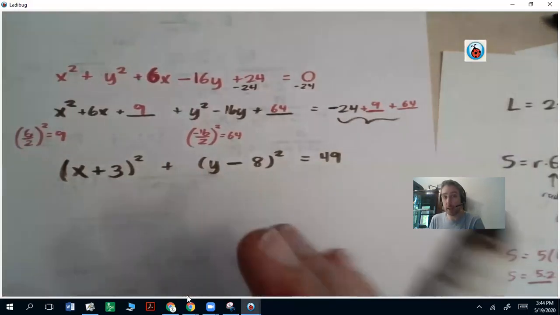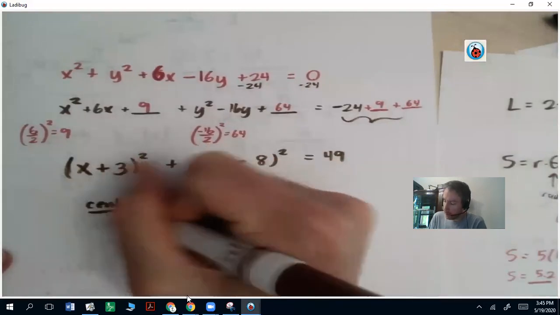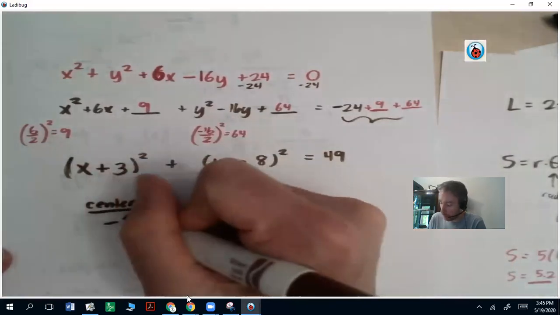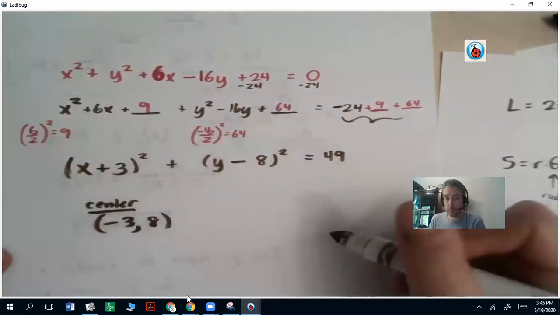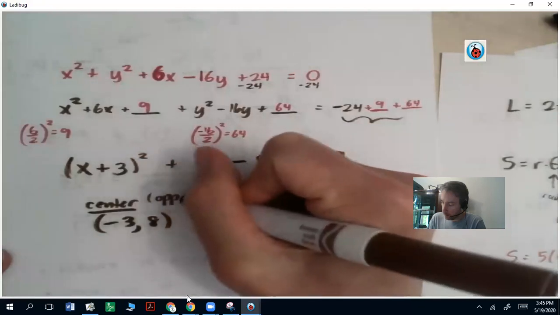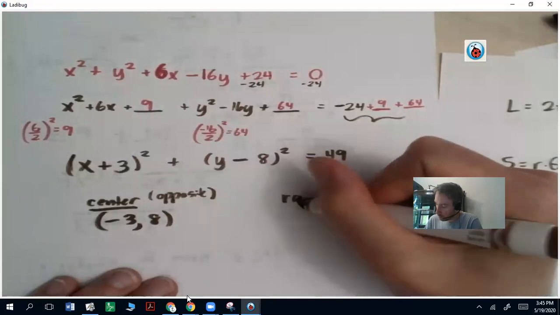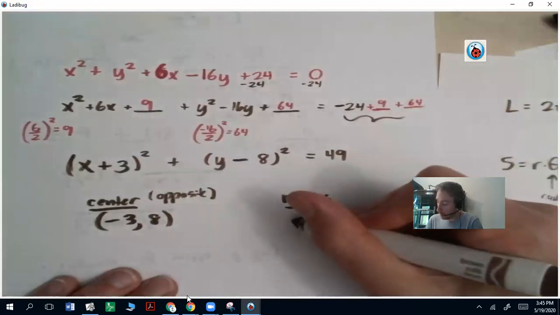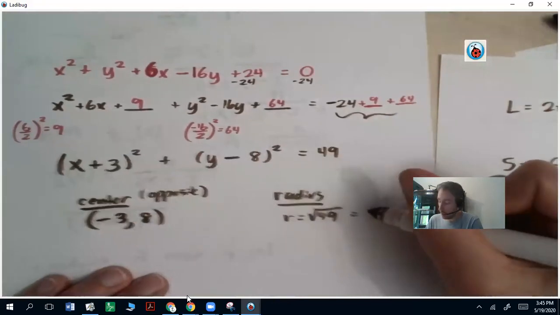Now let's remember how to get the center and the radius. The center is just the opposite of these numbers. So it's going to be -3 and +8. Opposites. The radius is the square root of the number on the right side. The radius is the square root of 49, which is 7.